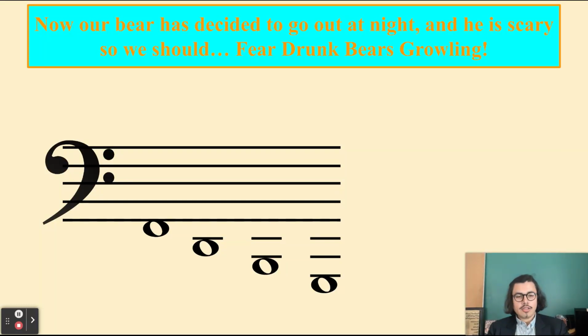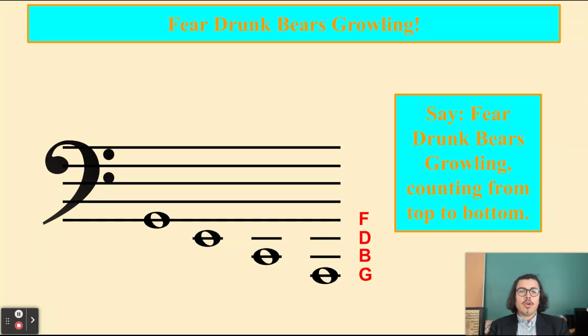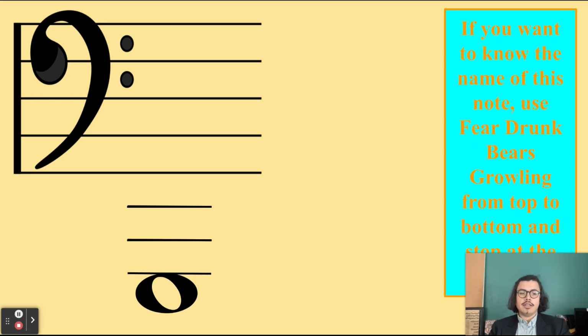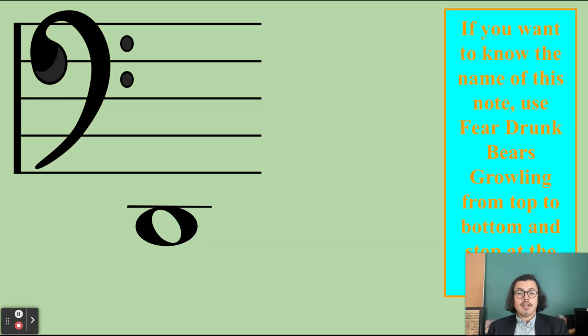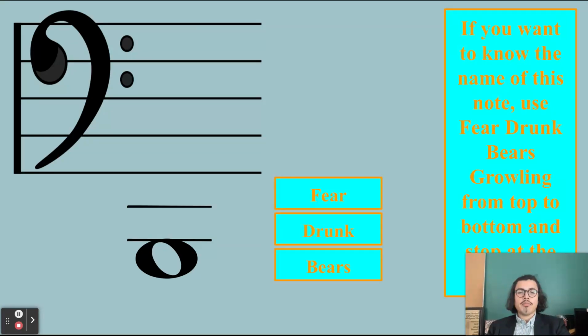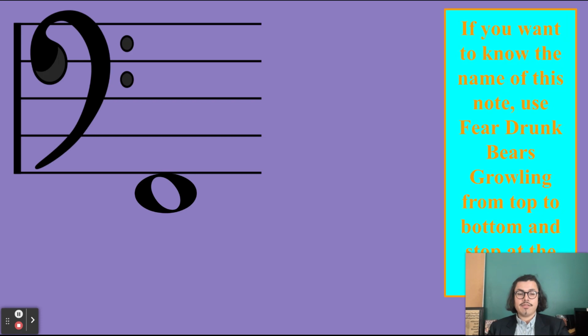All right, so what does that mean? We're going to say, fear drunk bears growling, counting from top to bottom this time. All right, so let's see. Fear drunk bears growling. That note is a G. Let's see. Fear drunk. Stop there because the note is there. So that note is a D. Fear drunk bears. Okay, that is a B note. And F, right, for fear. Okay, that should not have been too difficult.